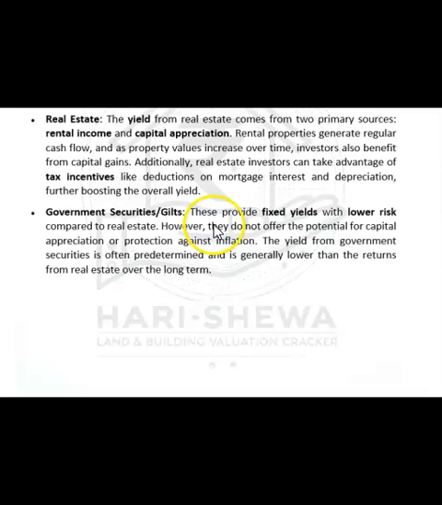Government securities and gilts provide fixed yield with lower risk compared to real estate. In valuation of real estate, I have explained that on real estate you can expect a 1% higher rate of return on land. If building is there, 1.5%. If land and building are there, 1% over and above both the items. However, they do not offer the potential for capital appreciation or protection against inflation. The yield from government security is often predetermined and generally lower than the return from real estate over the long term.